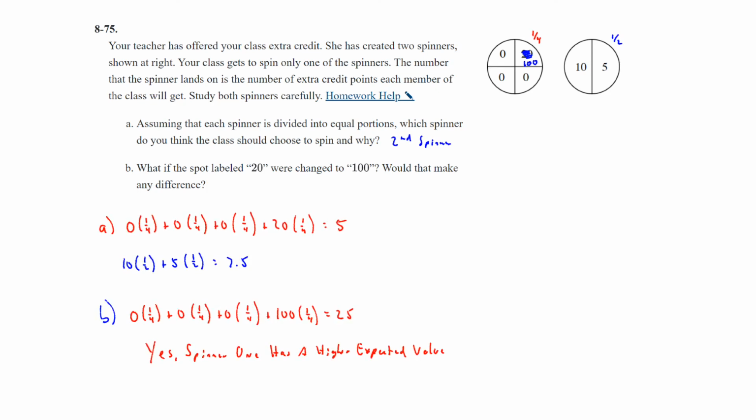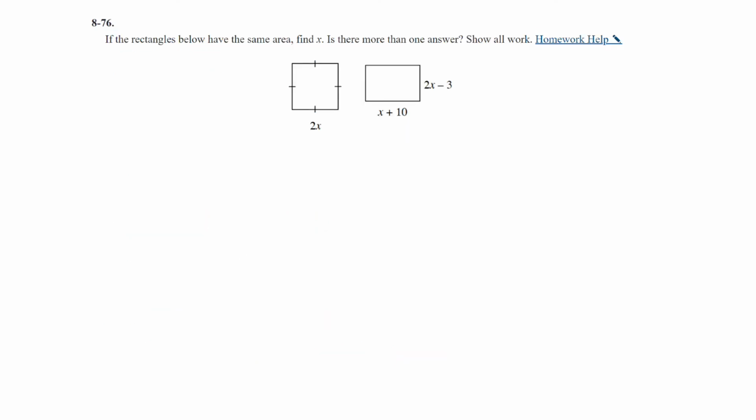And so that's what I said for part B then. Question 76. If the rectangles below have the same area, find x. Is there more than one answer? All right, if they have the same area, so we know that the square has length of 2x, so the area of that would be 2x times 2x, which would be 4x squared. And then the area of this one is going to be x plus 10 times 2x minus 3.